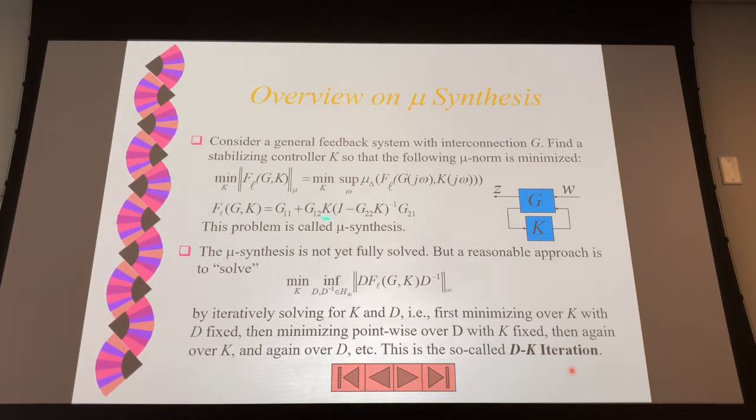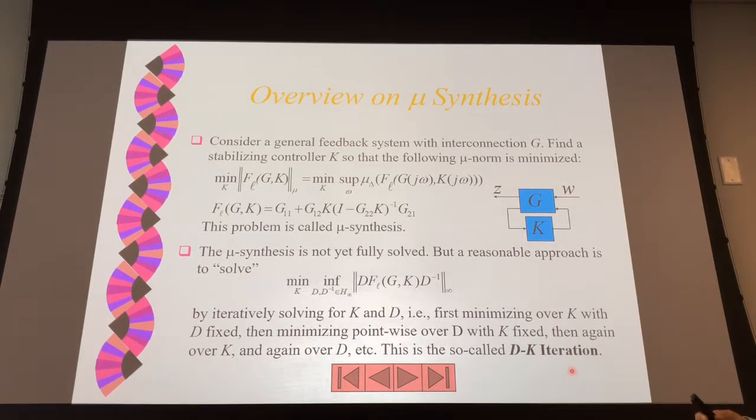So this G comma K you can write in this format, and choosing this K in here is called mu synthesis. Design the K such that the mu is smallest, and the mu is from this structured set. But solving this problem is very difficult.